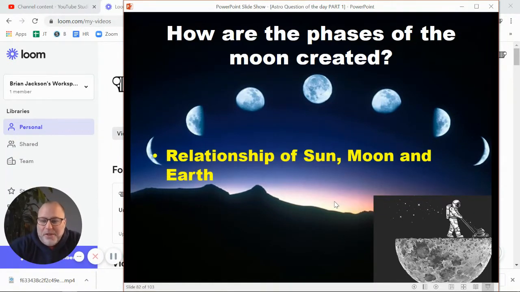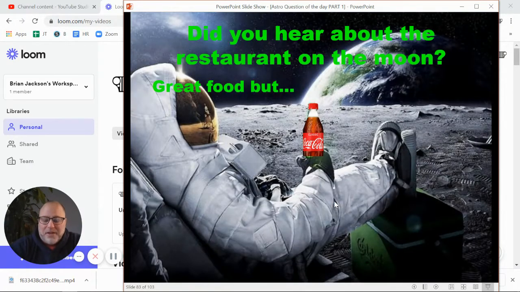All that's going on here is the relationship between basically three things. You've got the sun, which is giving us our light, you've got the moon itself, and Earth, where we are, in relation to those three things. And that's what causes the different phases of the moon to happen.